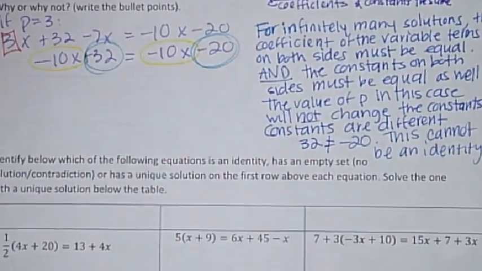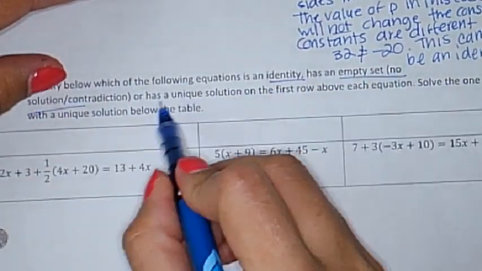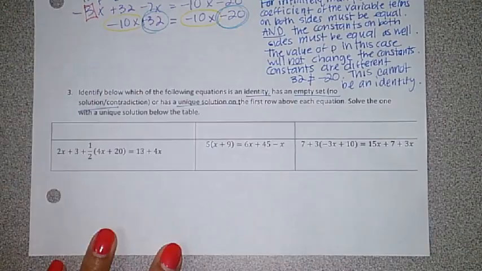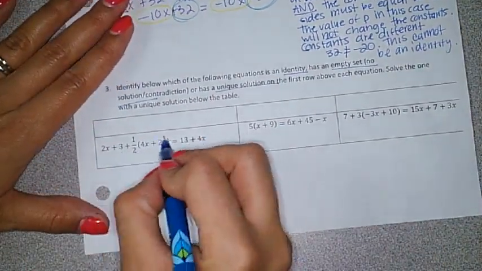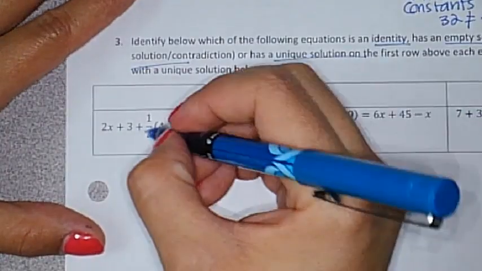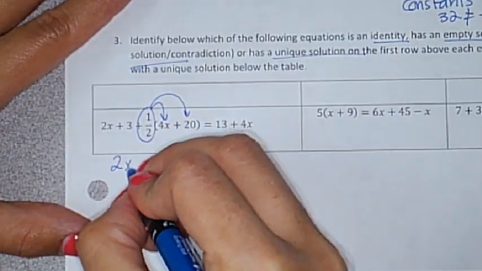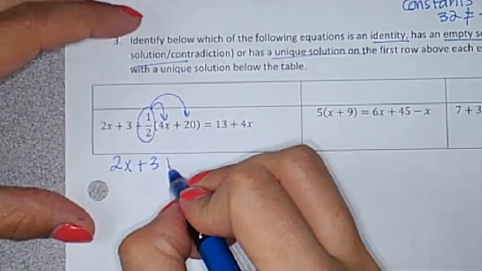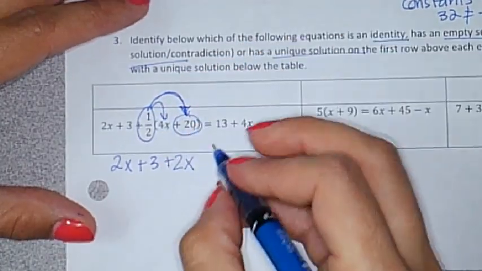Okay? On the bottom, it says which of the following is an identity, which one has no solution, and which one's a unique solution. So actually there's one missing, so there's two that are the same and one that is different. So here, when I simplify this, I will first distribute the 1/2. So I'll have 2x plus 3, this stays the same, and then 1/2 times 4x would give me 2x. 1/2 times positive 20 would give me 10.